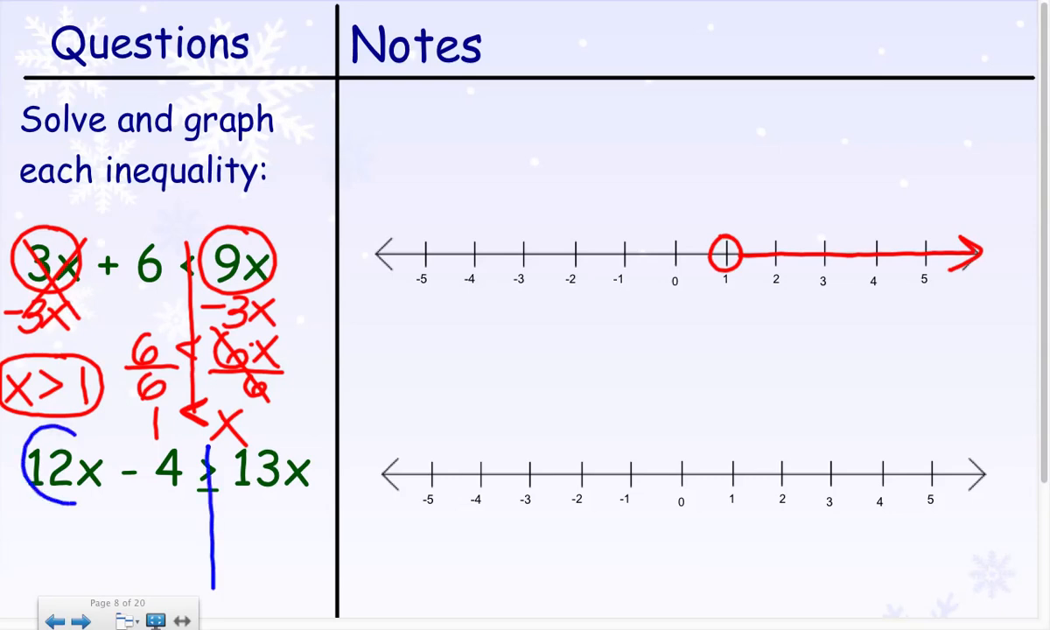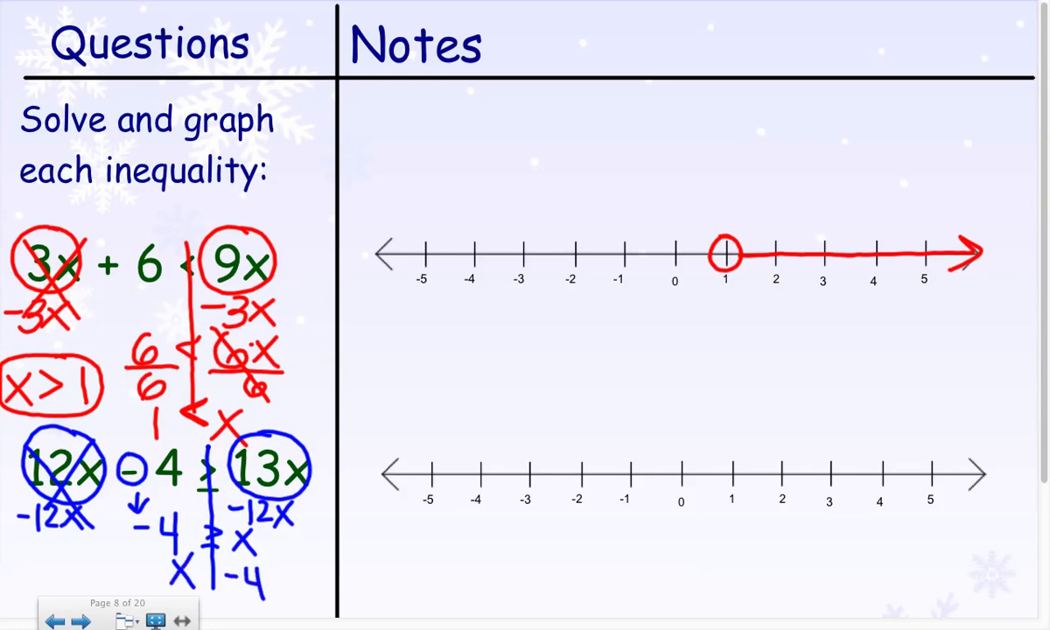Variable on both sides, 12x, 13x. In order to avoid a negative, I'm going to subtract 12x on both sides. Bring down the negative 4, don't lose that negative. 13 minus 12 is 1x or x. My x is on the right, so I'm going to rewrite it so it's on the left.